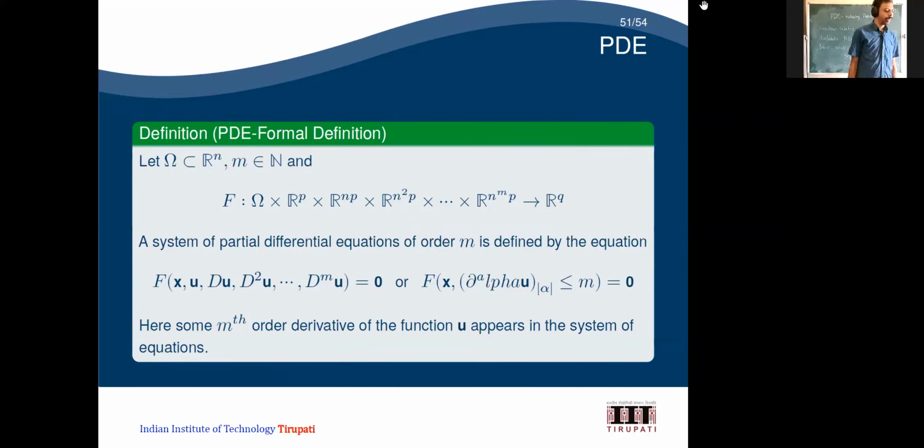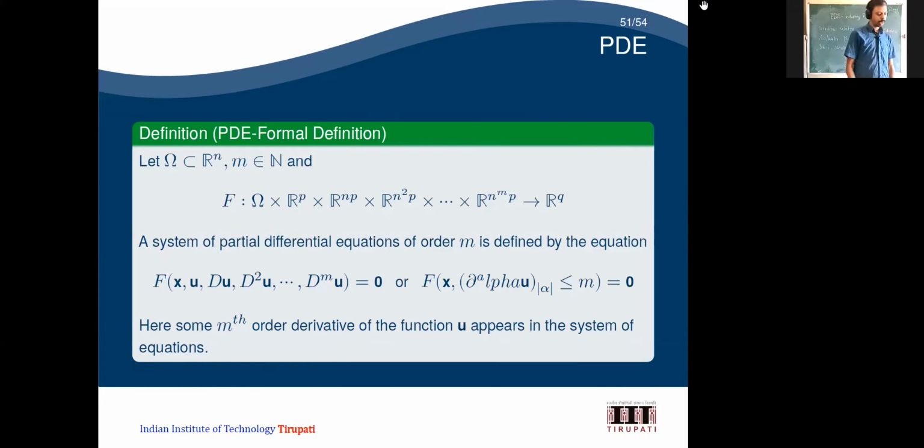Now let's give the formal definition, in the mathematical way. Once again we take omega a subset of R power n, and let m belong to N. Take any positive integer m. Then I am going to define a function f, which is a mapping from omega cross R power p cross R power np cross R power n square p cross and so on, up to R power n power m p, to R power q.